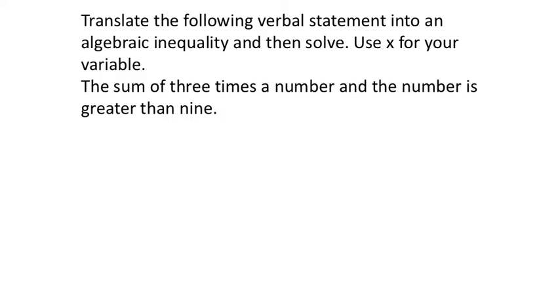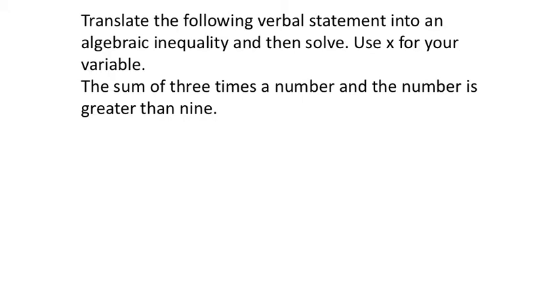Some other basic vocabulary, right? Sum is addition, difference is subtraction, product is multiplication, quotient would indicate some kind of division here, okay? Another word for multiplication is times, which we see right here. So we'll use x for our variable. That's nice. But here's the statement. The sum of 3 times a number and the number is greater than 9.